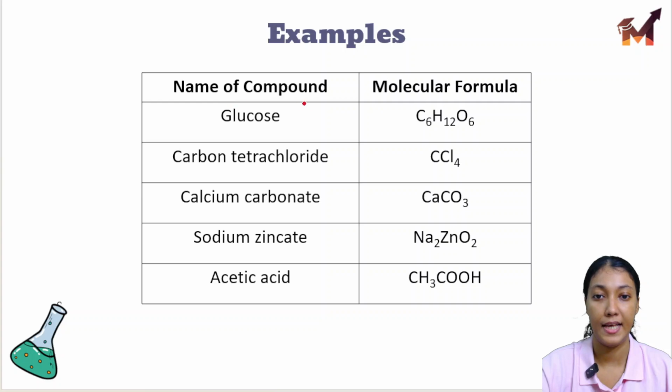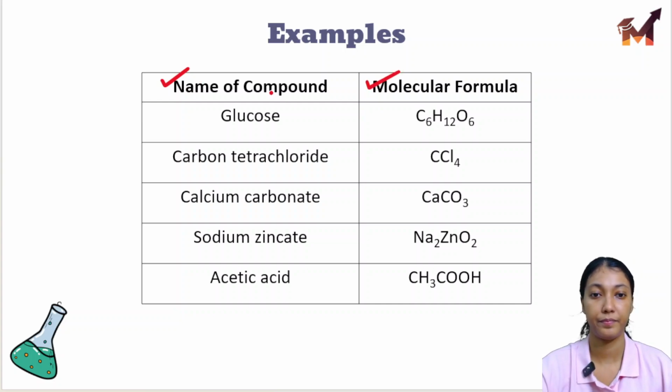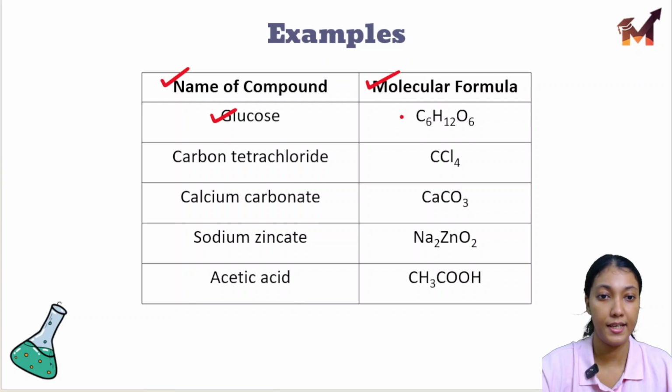Let us see some simple examples. Here I have taken names of some compounds and their molecular formula. Here I have glucose, and the molecular formula for glucose is C6H12O6. From this we know that one molecule of glucose has 6 carbon atoms, 12 hydrogen atoms and again 6 oxygen atoms. So this is the real formula. Molecular formula is the real formula.